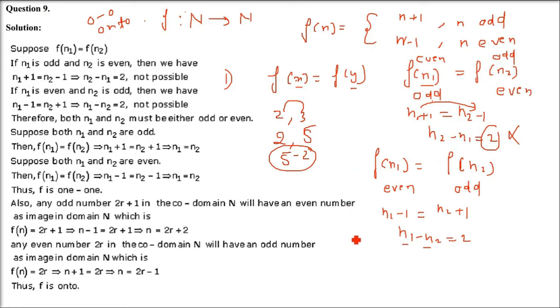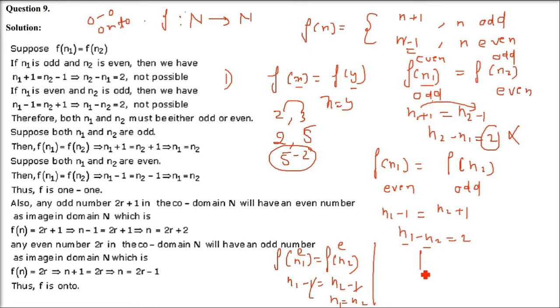How to do this? Now we are assuming the third condition, even, and then we'll go to odd. So we are assuming n1 and n2, or x and y, are both even. So n1 is even and n2 is also even. So for even we'll take n1 minus 1, and here also n2 minus 1. You can just remove this 1, and you will get n1 equals n2. So this is what we wanted. If f(n1) equals f(n2), then n1 equals n2, that means it is 1 to 1.